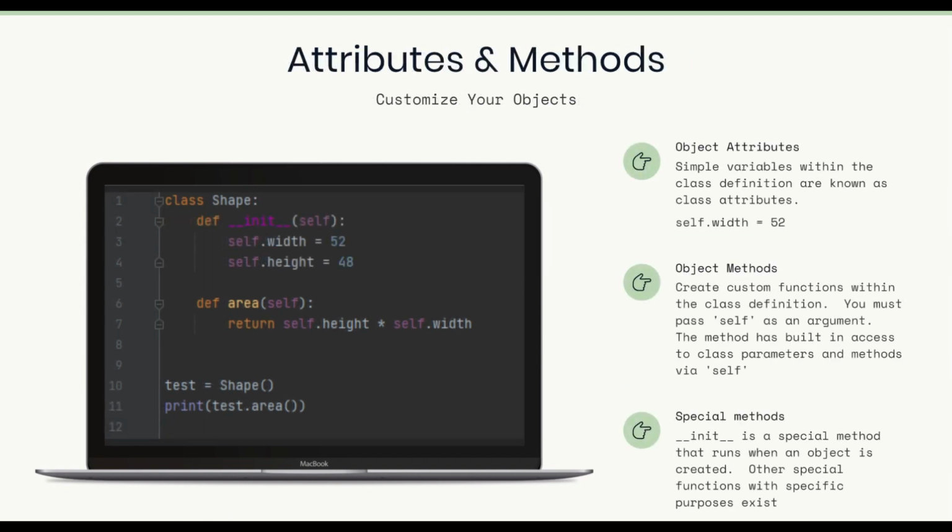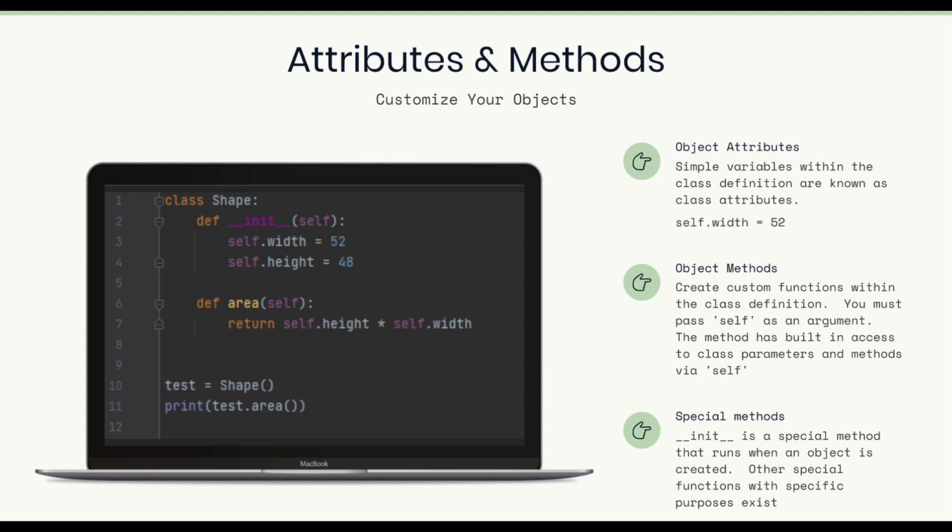Attributes and methods. Customize your object. Object attributes. Simple variables within class definitions are known as class attributes. For example, self.width equals 52. And in this example, we see the proper way to initialize class attributes within the Python programming language. You don't want to do it the way it was shown in the previous slide. You want to do it this way, which is to use the init function.